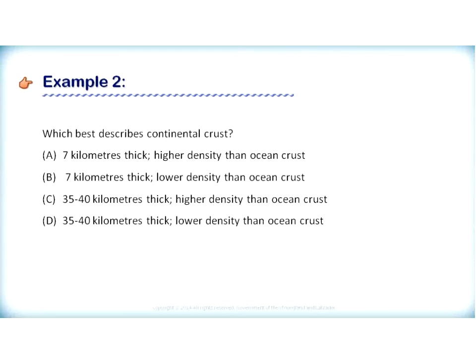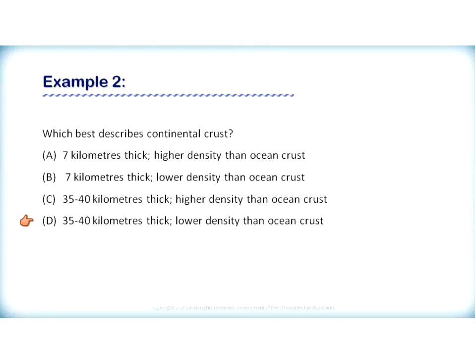Example number 2. Which best describes continental crust? Our choices include: A, 7 kilometers thick with a higher density than ocean crust; B, 7 kilometers thick with lower density than ocean crust; C, 35 to 40 kilometers thick with a higher density than ocean crust; or D, 35 to 40 kilometers thick with a lower density than ocean crust.